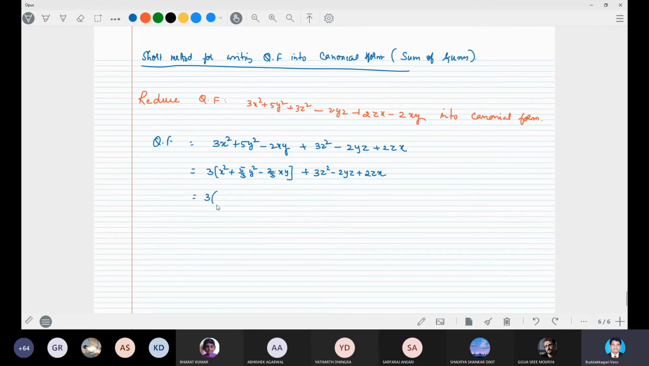Right, this will be 3 into x minus root of 5 by 3 y whole square, right? Minus, this will give you root of 5 by 3 y square. Right?